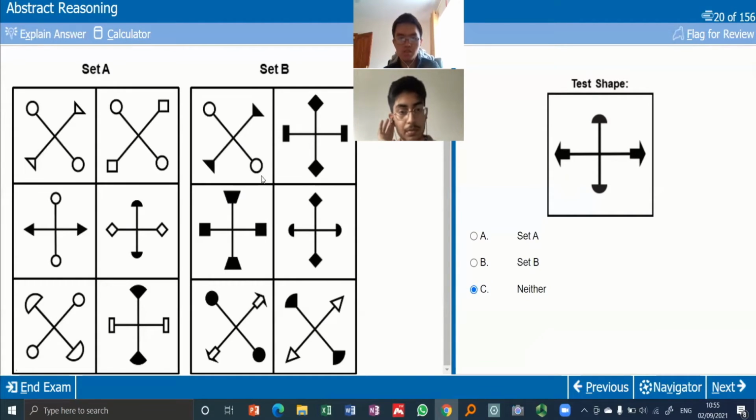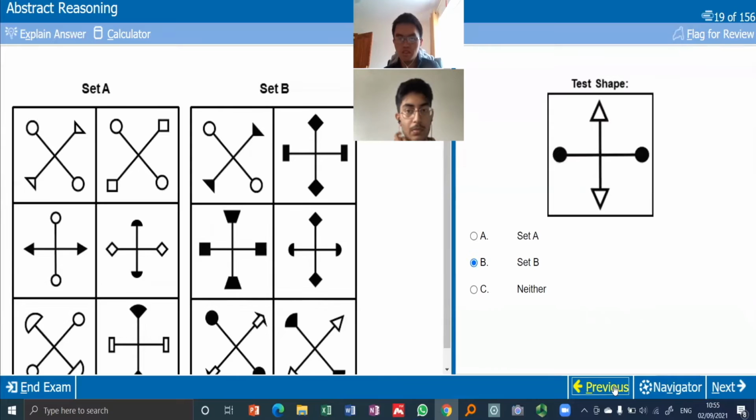Okay, so in general, when you're guessing, there's either using the matching method, which is comparing the test shape to whichever set it seems to belong the best in, but there's also a technique of selecting the same option. Either way, you tend to generally get 2 out of 5 or 3 out of 5 correct.